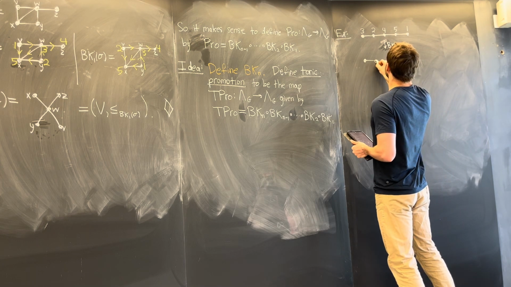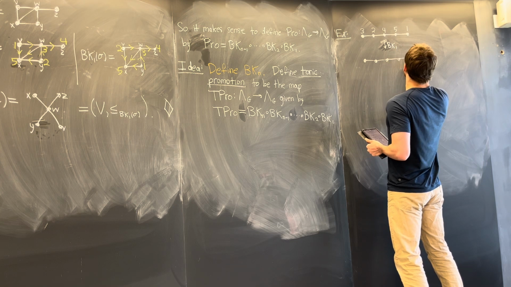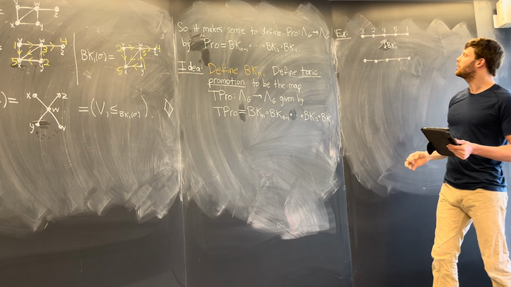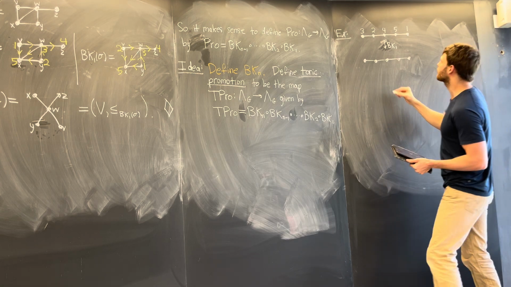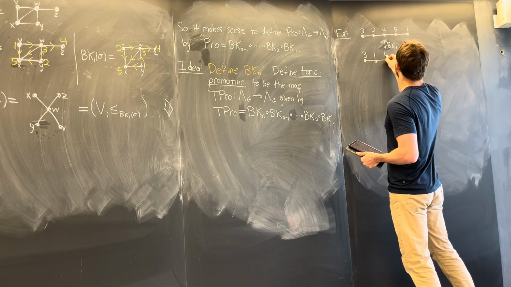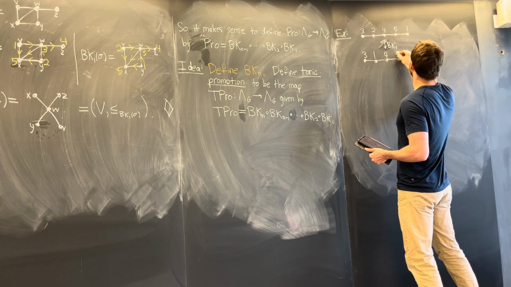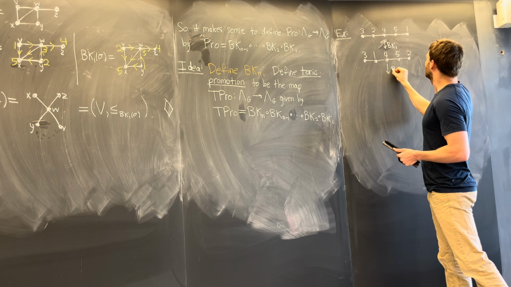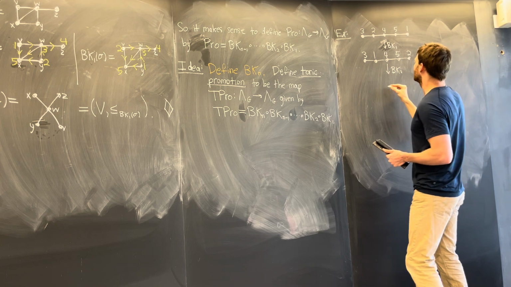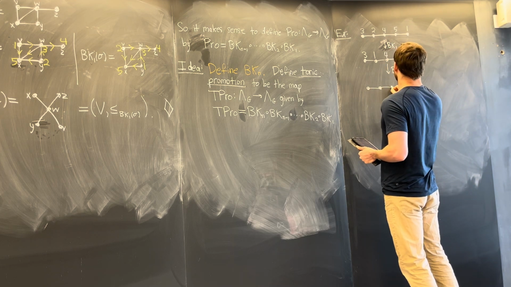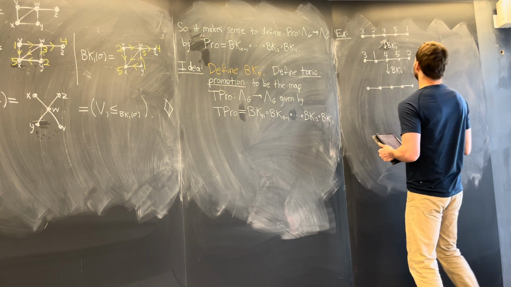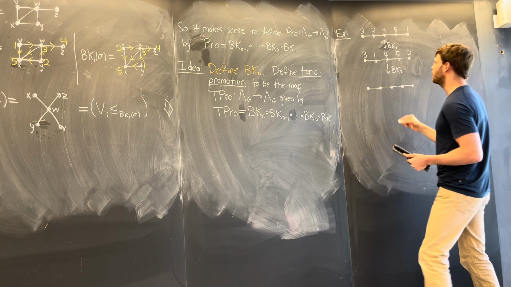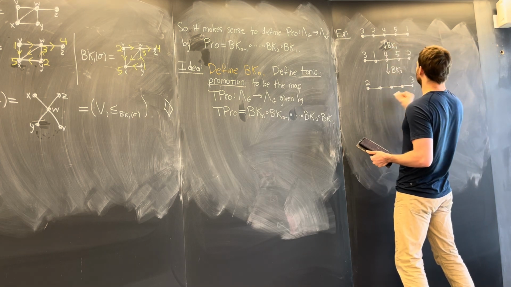Okay, so I draw this again. And B_1 says look at the numbers 1 and 2, and they're on non-adjacent vertices, so I swap them. So now it's this. And now I do B_2. So B_2 says look at the numbers 2 and 3, they're on non-adjacent vertices, so I swap them. 2, 3.